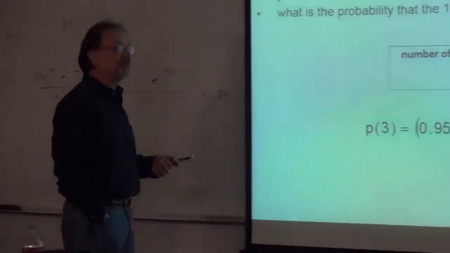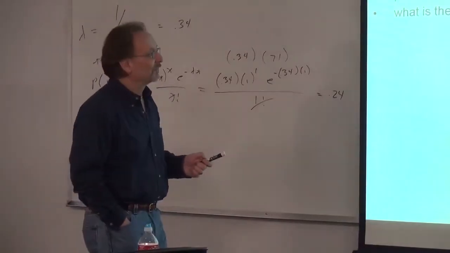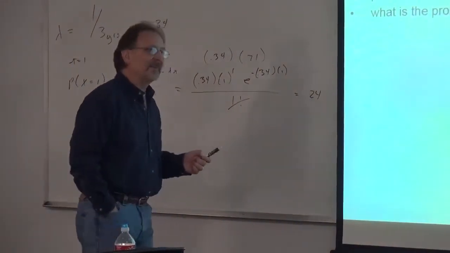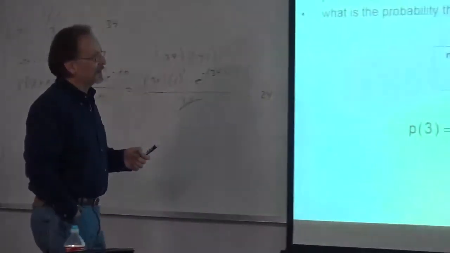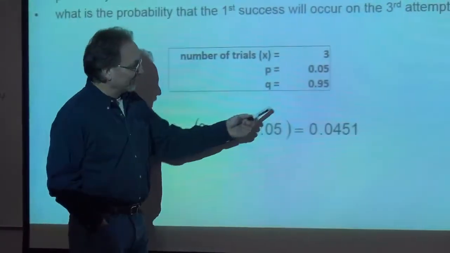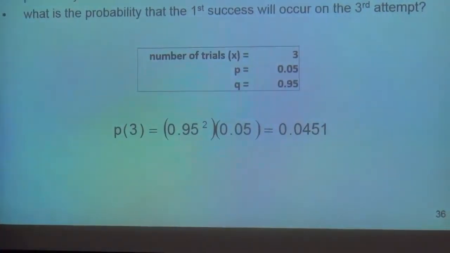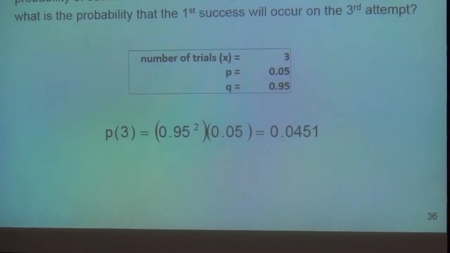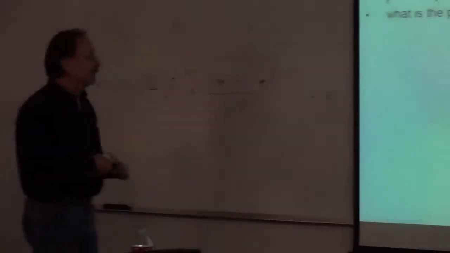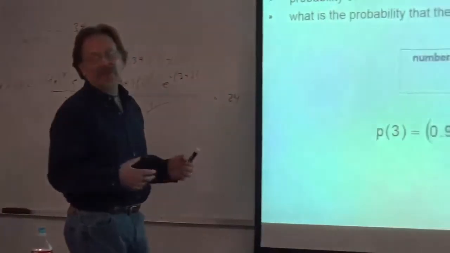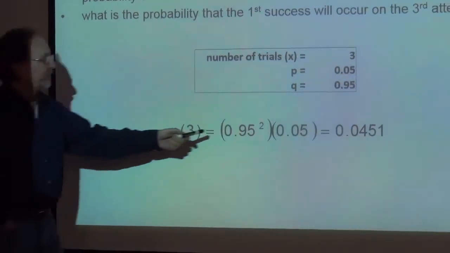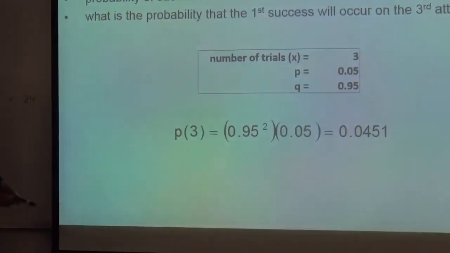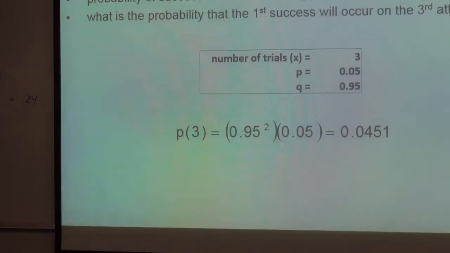Okay, so that specific sequence, and it's only good for that specific sequence, is about 0.045, a little less than 0.05 because it only occurs on the third trial. It occurring on the second trial would just be 0.95 times 0.05. That's all we're doing. It occurring on the 5th trial is 0.95 to the 4th times 0.05. So that's the geometric.